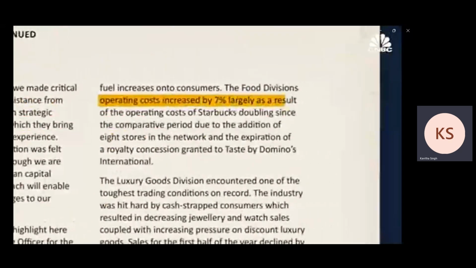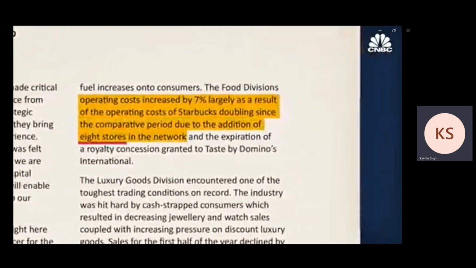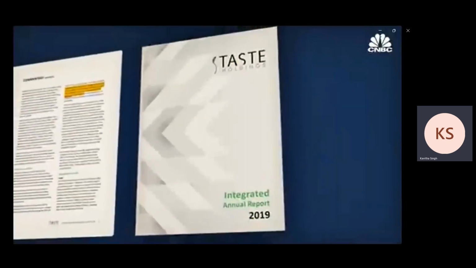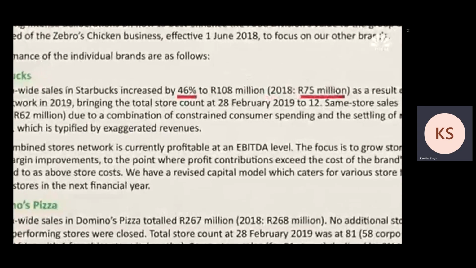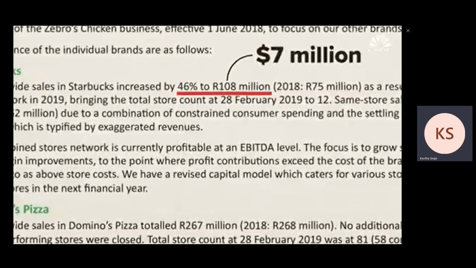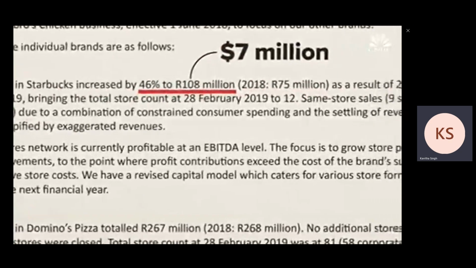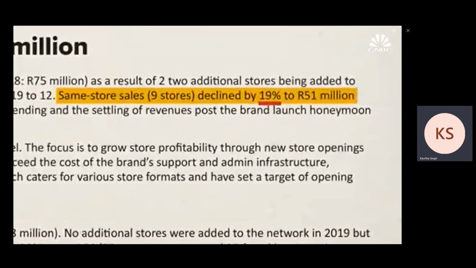Operating costs were also high for Starbucks in the first 6 months of 2018 due to the addition of 8 new stores. In fiscal year 2019, thanks in part to sales from 2 new stores, Starbucks South Africa revenue increased 46% from the year prior to 108 million rand, or about $7 million. But for the 9 stores that have been open for at least a year, same-store sales declined by 19%.